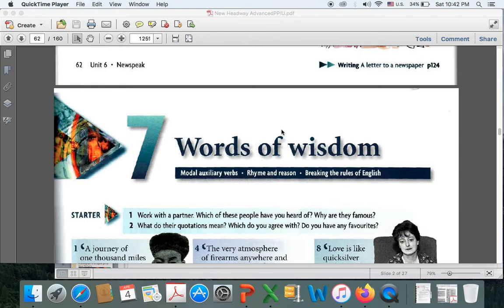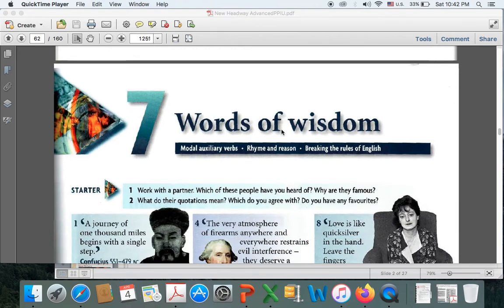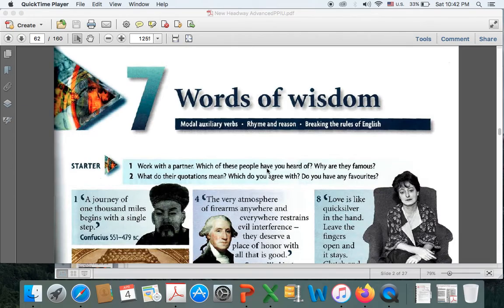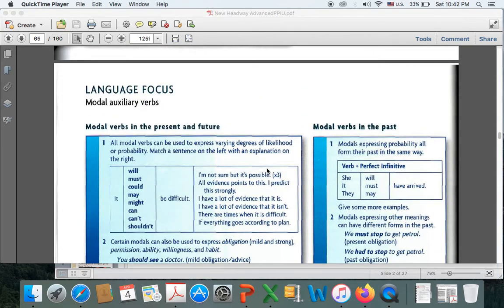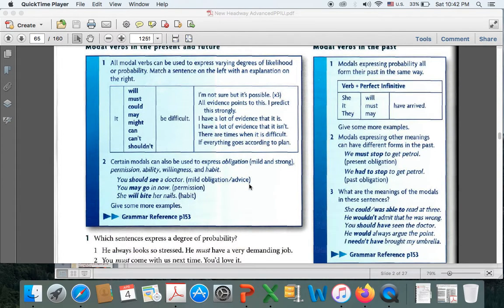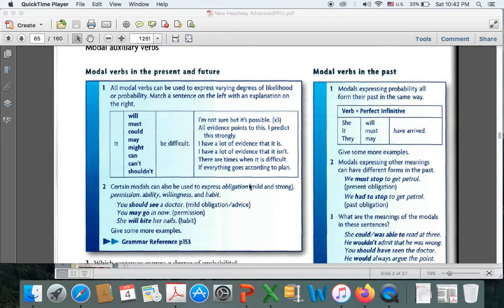In the previous section we have already finished Unit 7, Words of Wisdom. In Unit 7 you learned about modal auxiliary verbs, mostly the vocabulary and grammatical structure. I hope you have learned the different functions and different uses of those modals that we use in the present, in the future, or in the past. They have different functions and different meanings too, according to the situation you use them in.